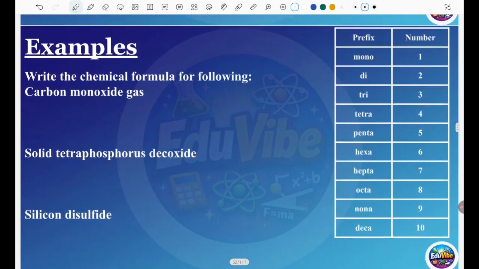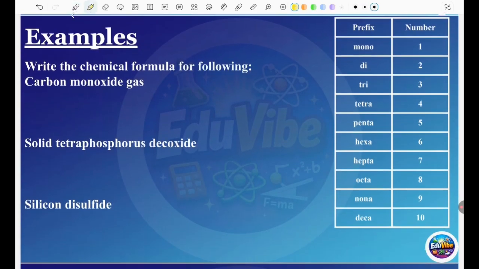And if we have the reverse of this, how does it work? Firstly we have carbon. Carbon has no prefix, so it stays C. For monoxide, mono means one and oxide means O, so we have only O, and this is a gas. We have to write the state of the compound. As a solid, tetraphosphorus decaoxide is the same as we discussed, so this is P4O10 solid. This is how we can write this.